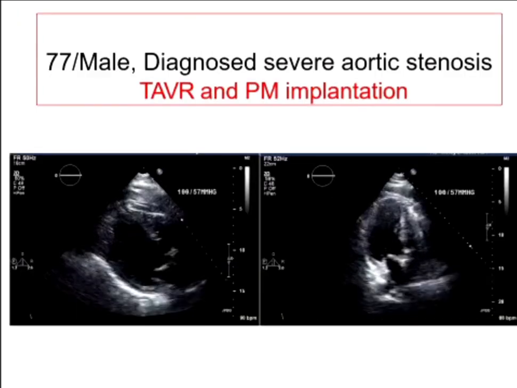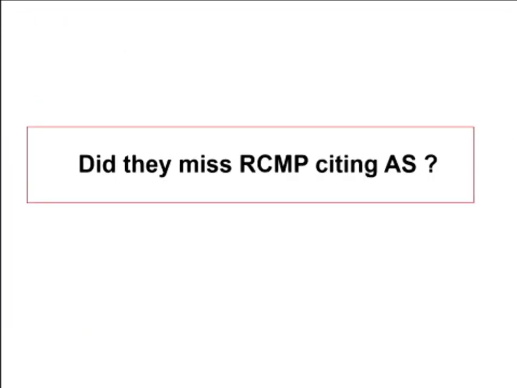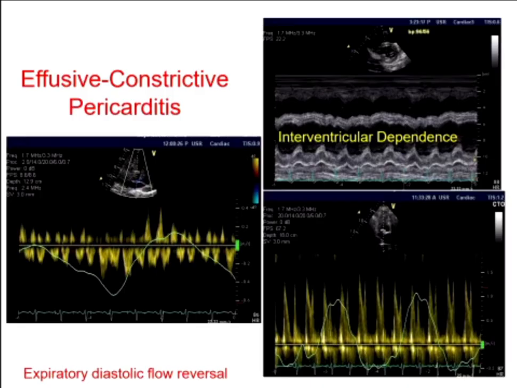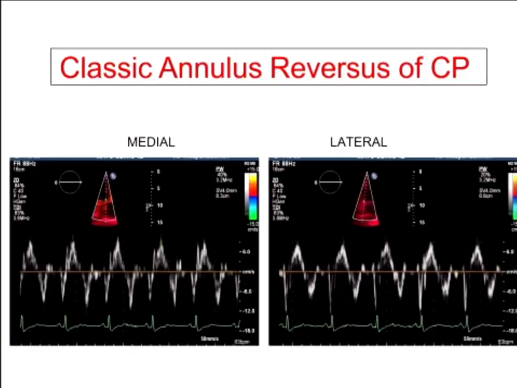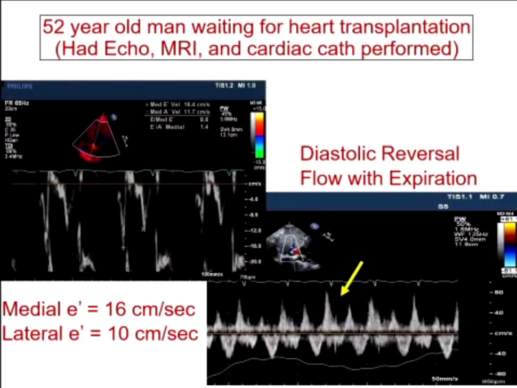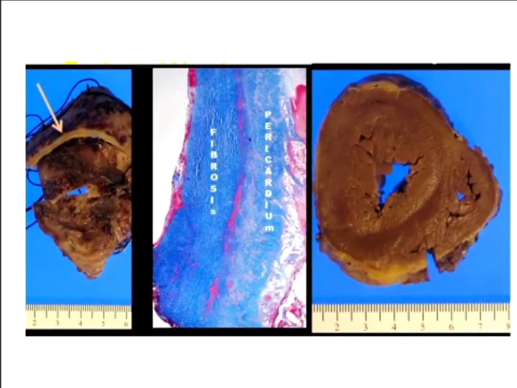So these are 4 cases, one of which was a TAVR done, but turned out to be an effusive constrictive pericarditis. Don't miss these in patients. Classic annulus reversus was seen. A 52-year-old man waiting for heart transplant. The medial E prime 16, lateral 10, turned out to have actually CP.